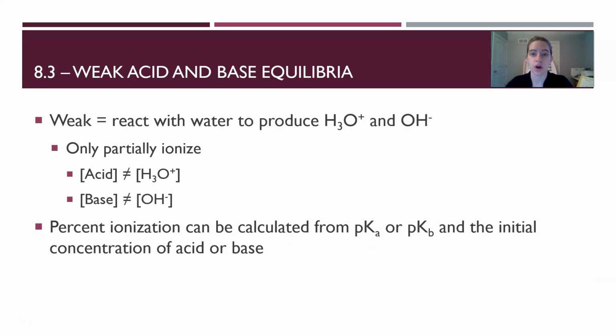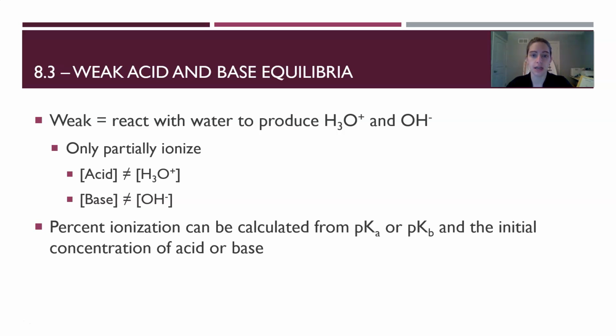So unlike strong acids and bases, weak acids and bases react with water to produce hydronium ion and hydroxide ion, and when they do that, they only partially ionize. This means that the assumptions that we made with strong acids and bases, where the concentration of the acid and base is equal to the concentration of the hydronium or the hydroxide ions, does not apply here. Because they only partially ionize, there's some amount of the acid or base remaining, as well as the separate parts of the ions.